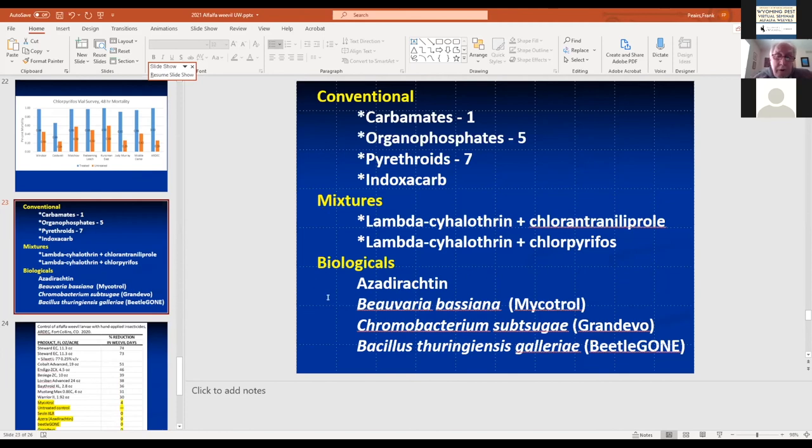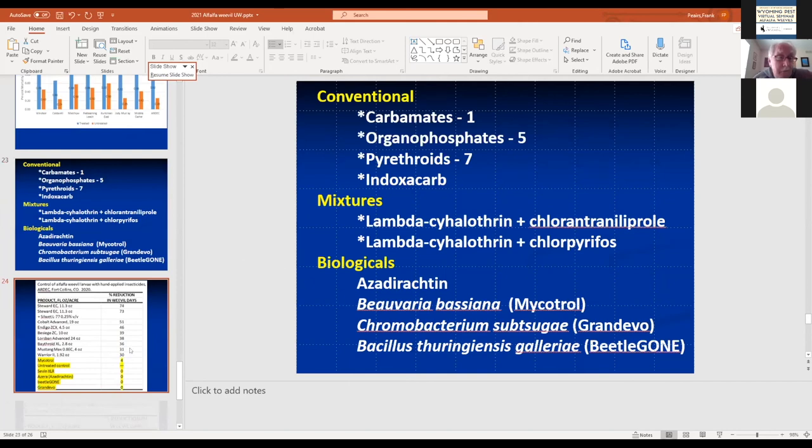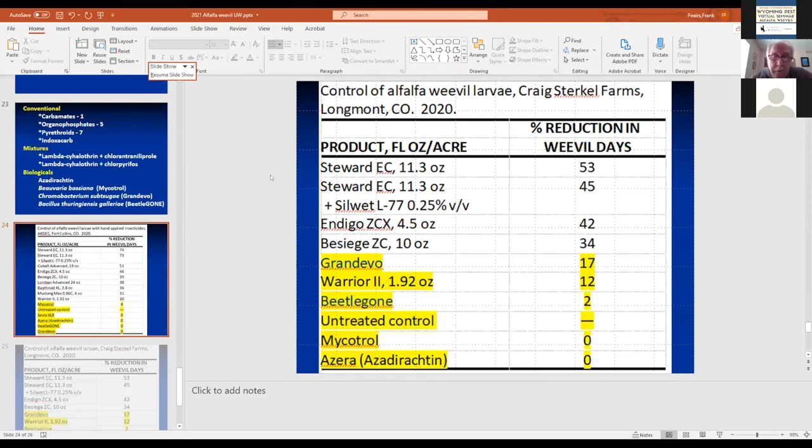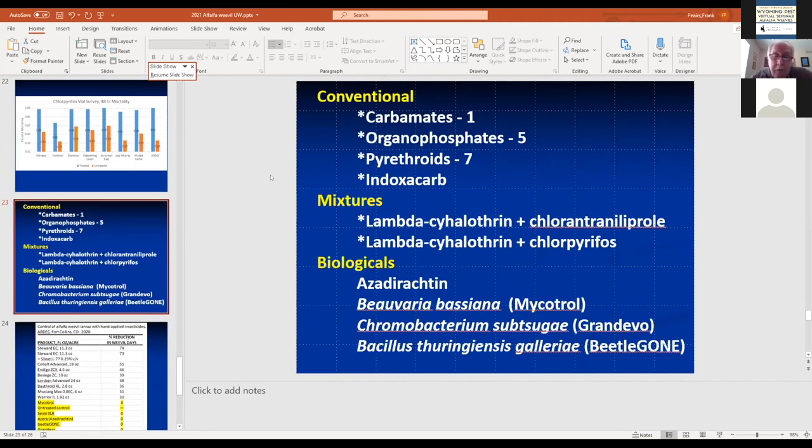And then there are some biologicals, and these include azadirachtin, which is a botanical extract. Then we have three pathogens: Beauveria bassiana, sold as Mycotrol; a Chromobacterium, sold as Grandevo; and a Bacillus thuringiensis, but a different subspecies, galleriae, which is called Beetle GONE. We were able to test all of these in 2020, and I wanted to show you some of the results.